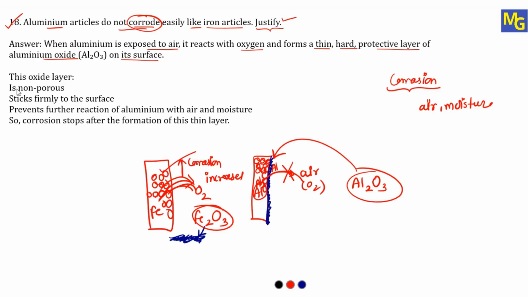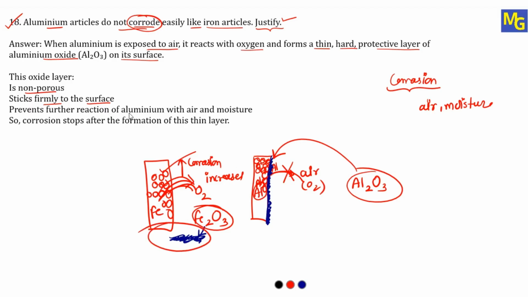So see the answer. This oxide layer is non-porous. Non-porous means it is completely packed. See here, aluminum oxide is completely covering this aluminum article. So it is non-porous. It will not allow any oxygen to enter. Sticks firmly to the surface. So it will remain stuck to the surface. It will not fall down like this iron oxide.